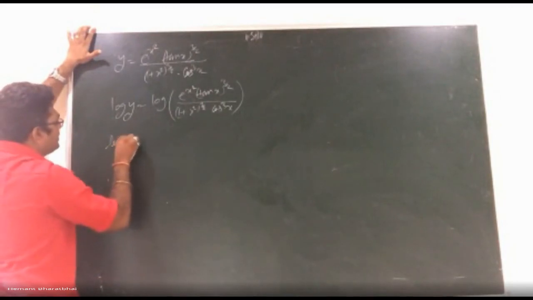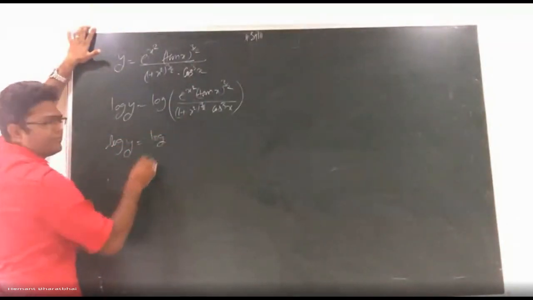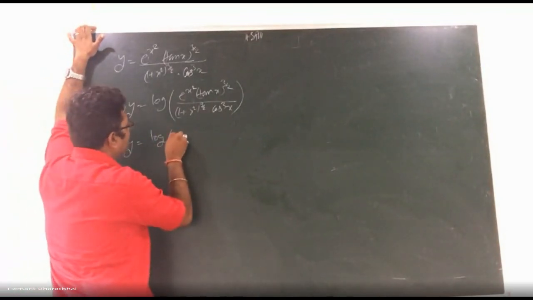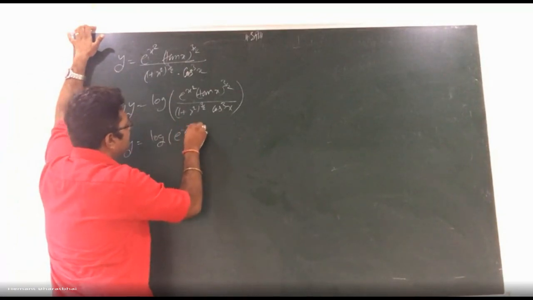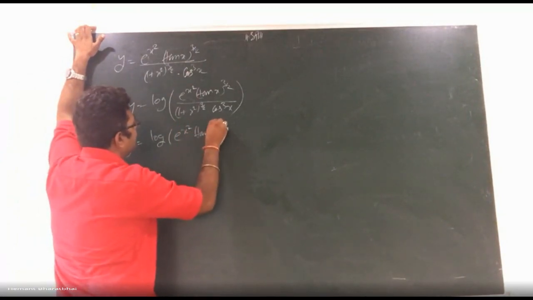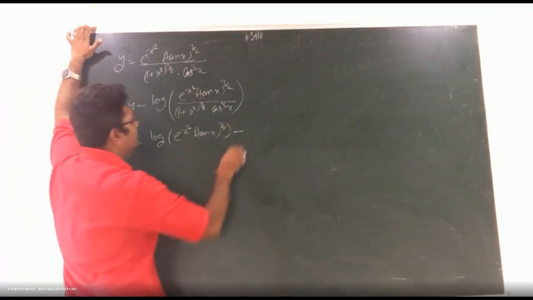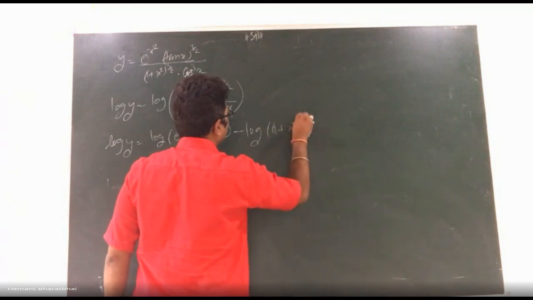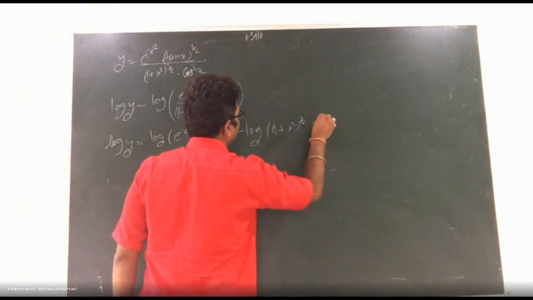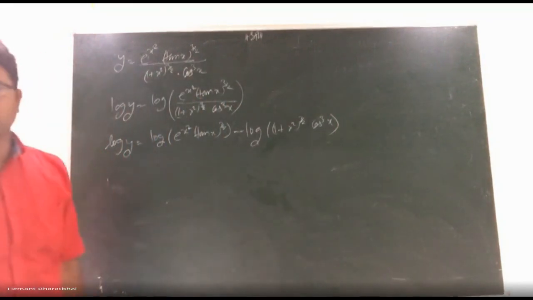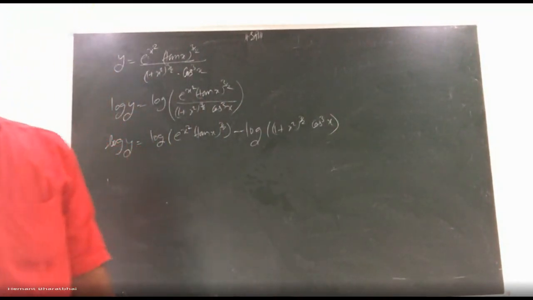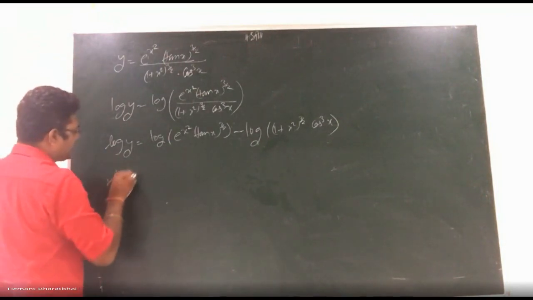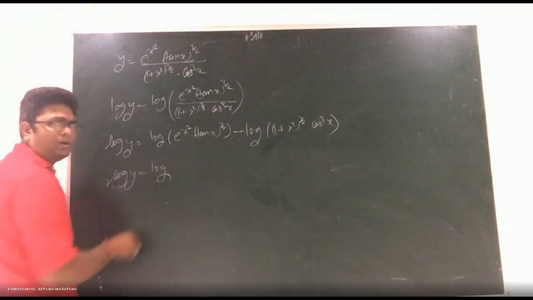So I'll get log of y is equal to log of m minus n, written as m upon n, can be written as log m minus log n. So this will become log of e raised to x square tan of x raised to 3 by 2 minus log of 1 plus x square the whole raised to 3 by 2 into cos cube x. Furthermore, we know that log of m into n can be written as log of m plus log of n. Hence, I can write log of y is equal to log of m plus log of n.